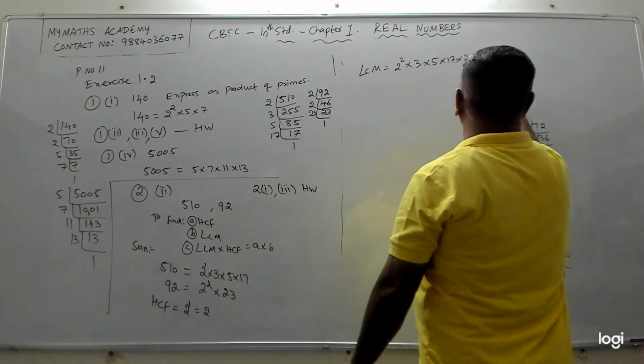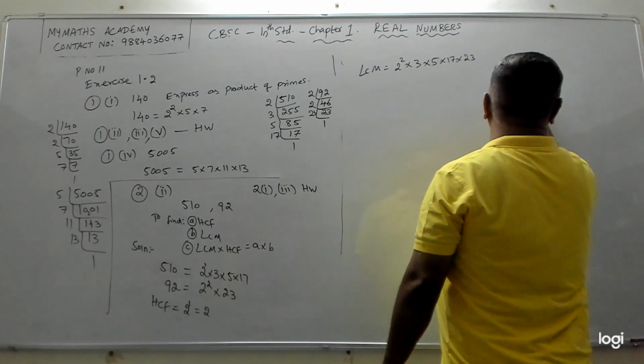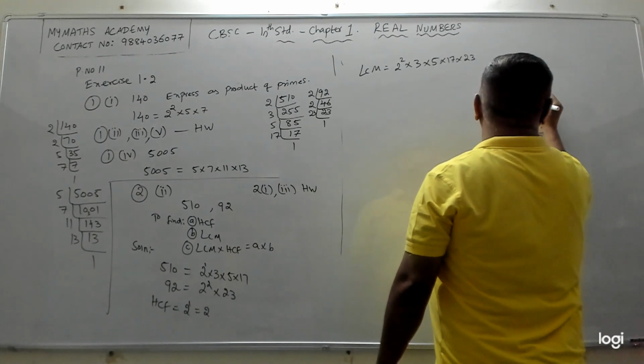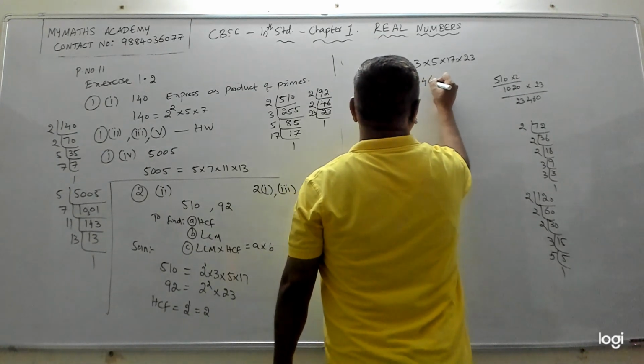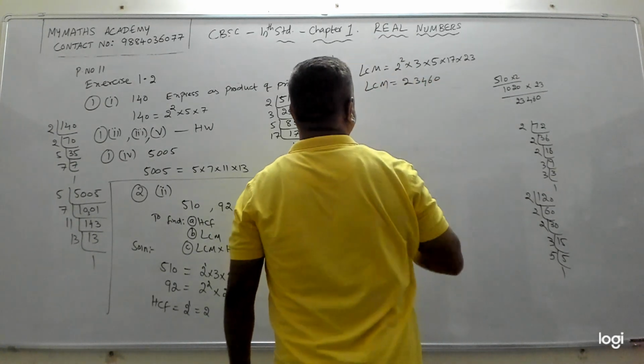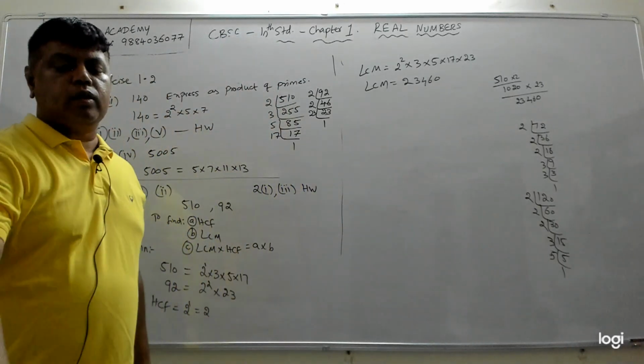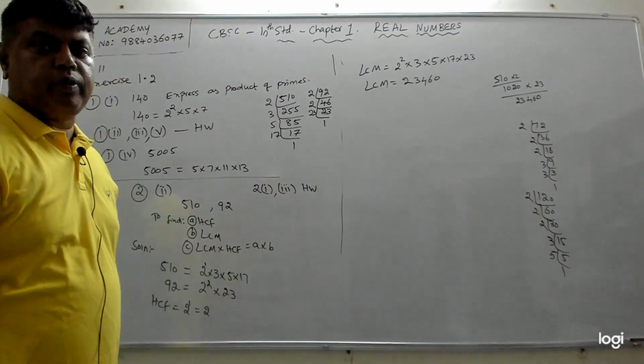into this 23 gives me 23 zeros are 0, 23 twos are 46, 23 ones are 23. So you'll get 23460. That is your LCM. That is your LCM. Clear?